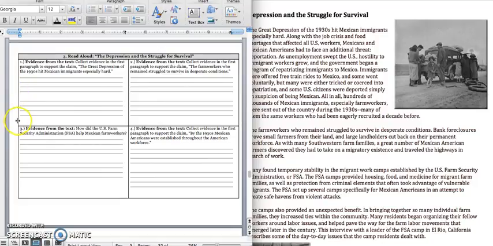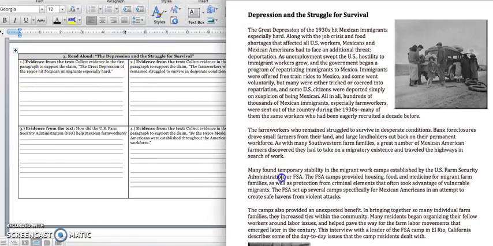And we need 2 quotes from the text that prove that Mexican immigrants were hit especially hard in the Great Depression. Let's begin reading paragraph 1. The Great Depression of the 1930s hit Mexican immigrants especially hard. I'm not going to underline that sentence because that's the claim. I want to underline 2 sentences that support this idea.